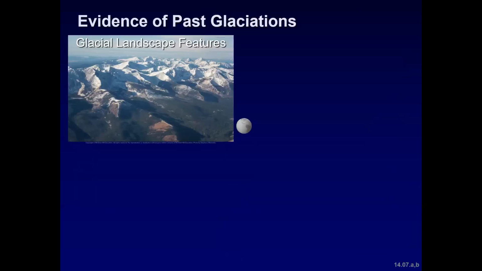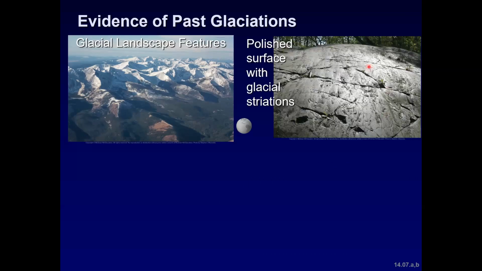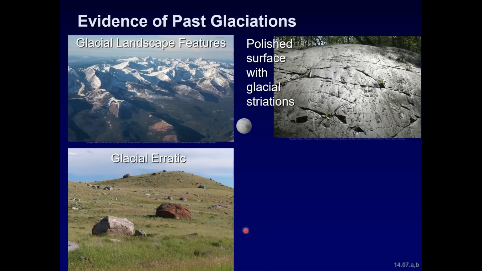All right, and then the evidence that we have of past glaciations includes, of course, all these glacial landscape features that we talked about. The polished surfaces of rocks that we see with glacial striations. Something that's also a favorite of mine in Michigan, we call these glacial erratics, boulders that aren't from here. They were transported by glaciers and then deposited here, like granite from northern Canada and the Canadian Shield.